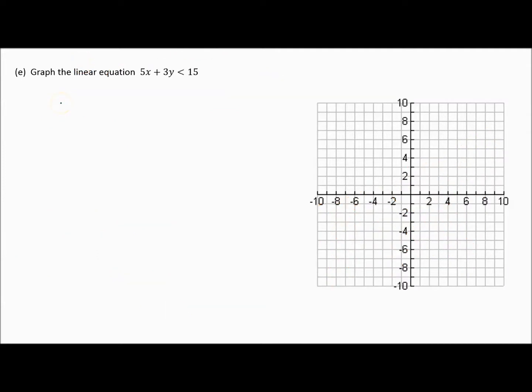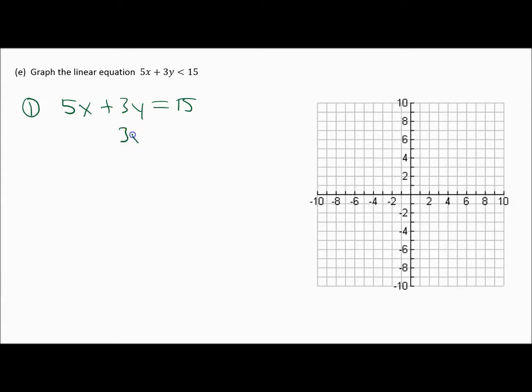Once again, 5x plus 3y is less than 15. Go ahead and try it yourself. When you come back, see if we get it right. So step 1, I'm supposed to graph 5x plus 3y equals 15. Well, to do that, I have to solve for y, right?